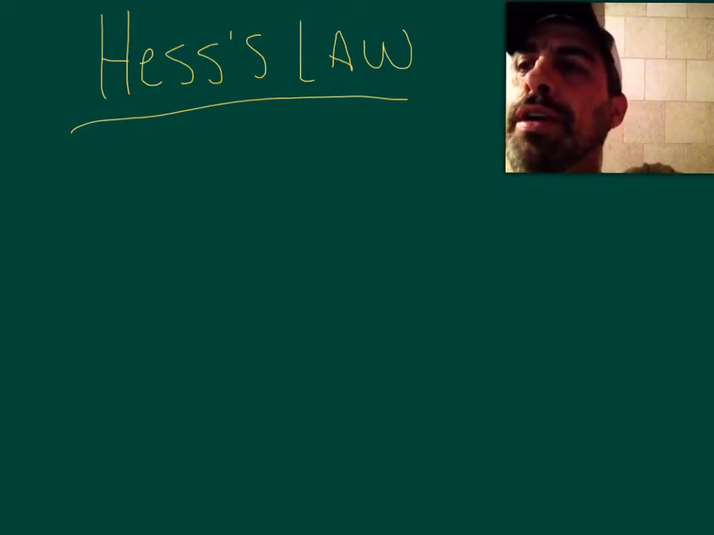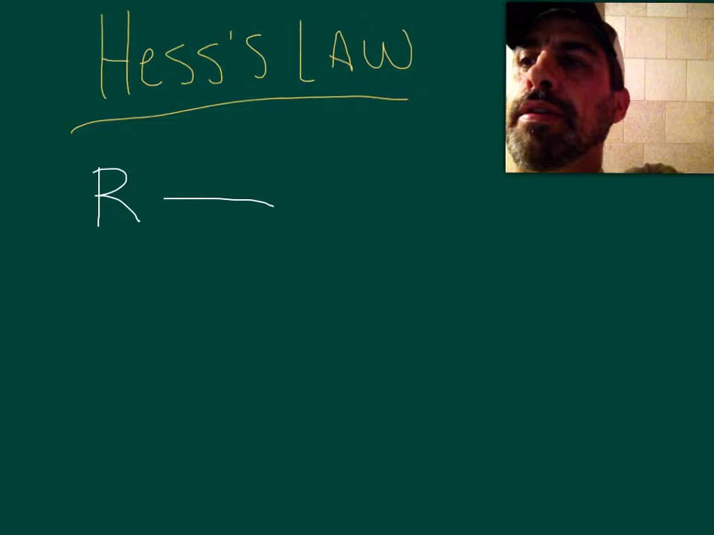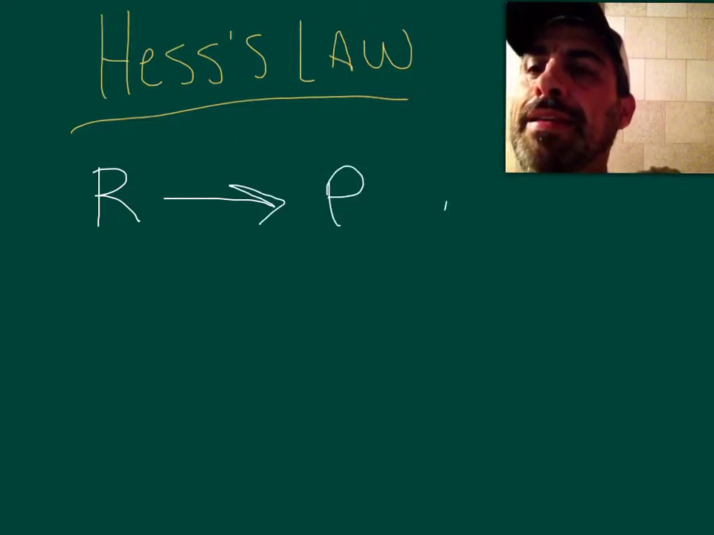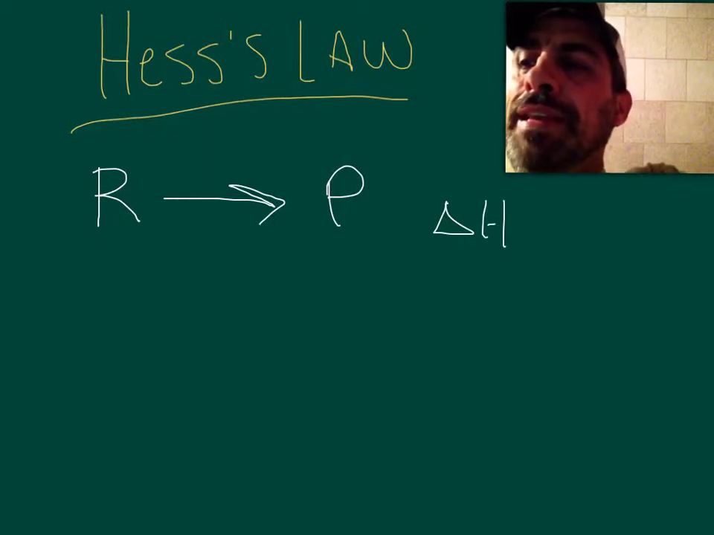Alright, so I'm trying out this new software and I want to make a video about how to solve Hess's law problems. So Hess's law basically says that if we have a chemical reaction, or let's say we have a combination of reactants that produces a product, the enthalpy change for the reaction is independent of the process that it takes to get from the reactants to the products.